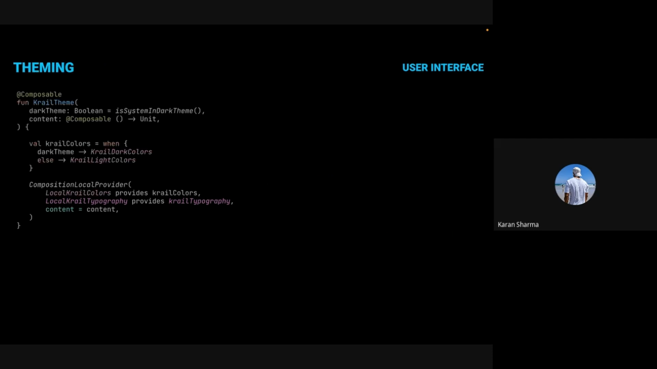And then overall, this is how the Trail theme looks. This is the root composable, which we saw earlier. Inside the Trail app, we are calling Trail theme, which wraps everything. This is how we provide the theming infrastructure to our UI and the app. It takes in a content composable, which is basically the content of my app, and then it provides the theming to it in terms of colors and typography. We could also provide other things like dimensions and shapes, as far as we want to go.